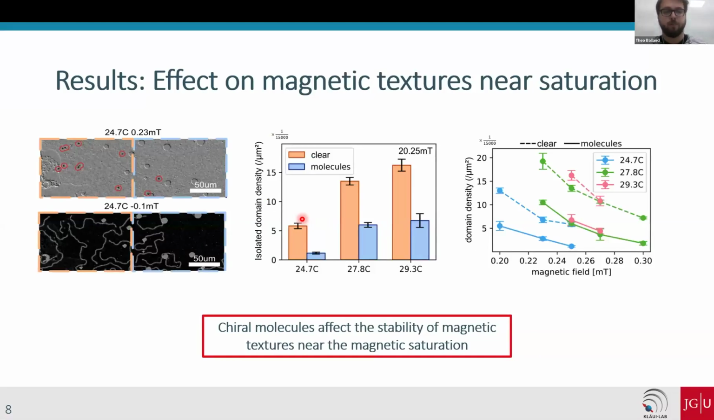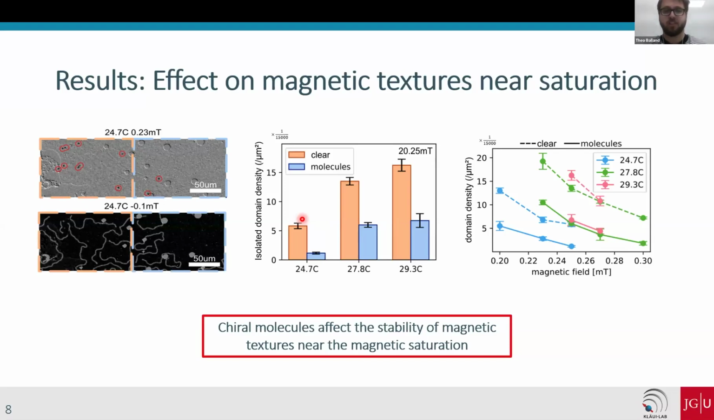Here, finally, for the Skyrmion stability, we increase the magnetic field on the Skyrmions. They get smaller and smaller until a certain field where they start annihilating, and then the magnetization will saturate. So at a magnetic field close to the saturation field, we image those Skyrmions and some isolated small domains, and we measure the density.